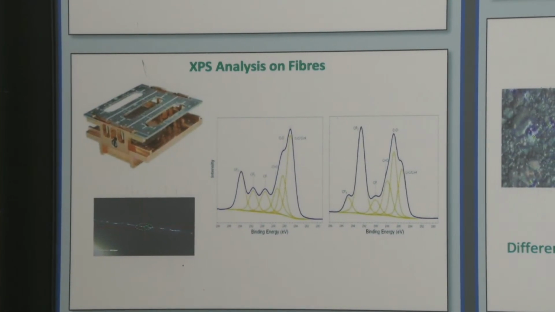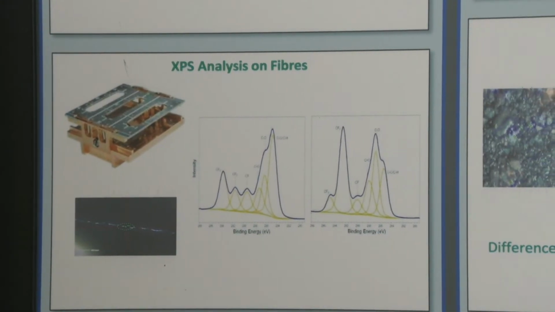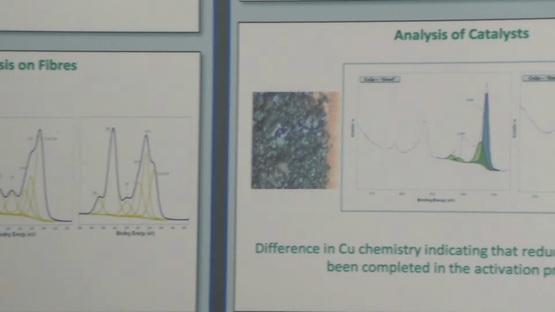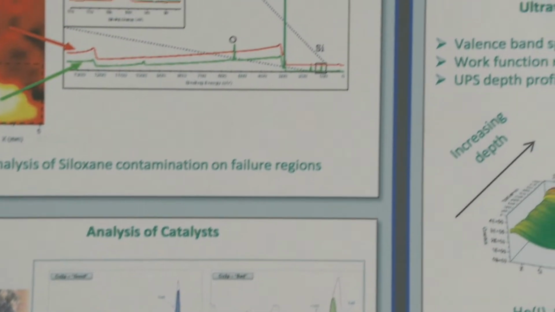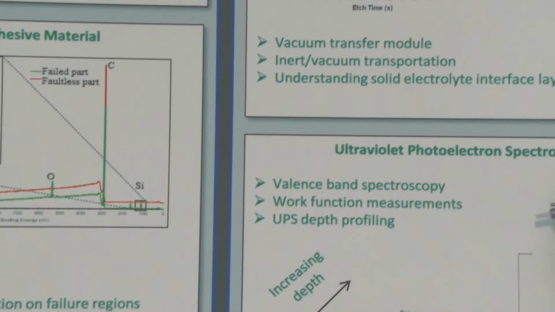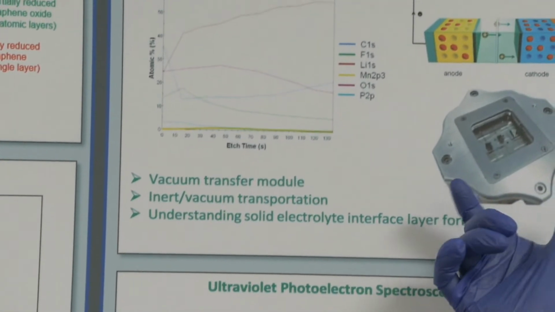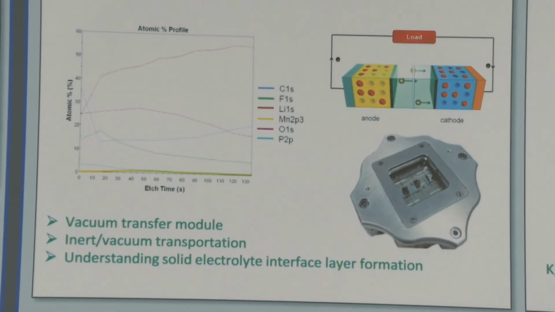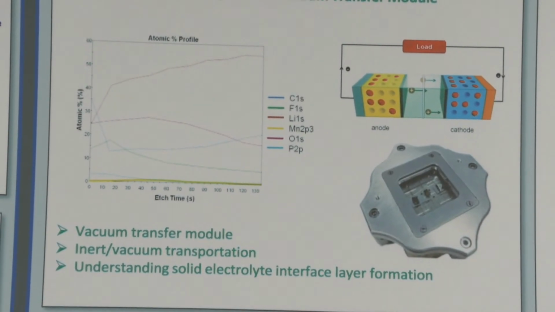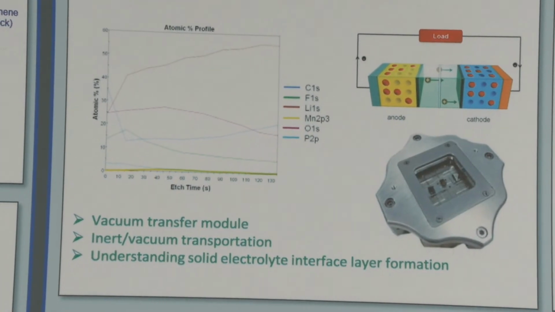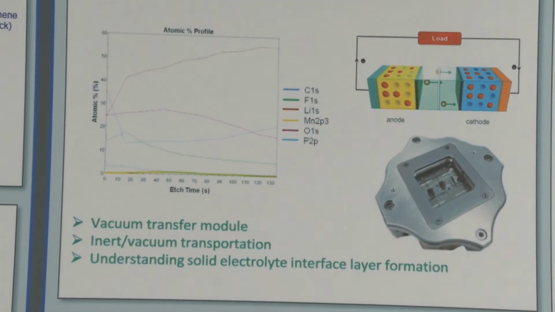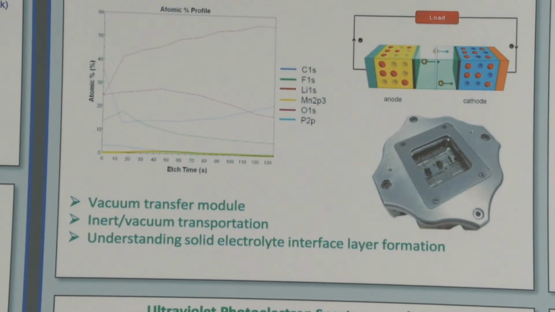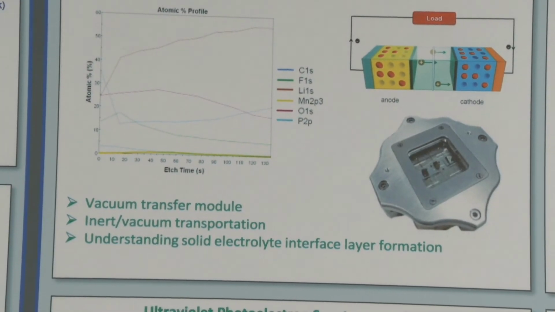And this is the battery holder. The air sensitive materials can be mounted here, and this holder will be vacuum sealed, and the whole holder can be transferred to the load chamber. It will only be opened just before performing the analysis. So in between, the material will not be exposed to the environment.